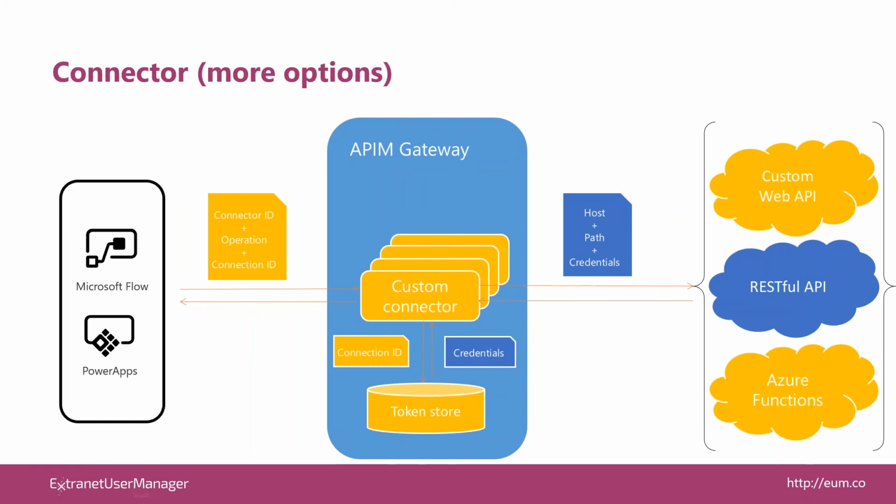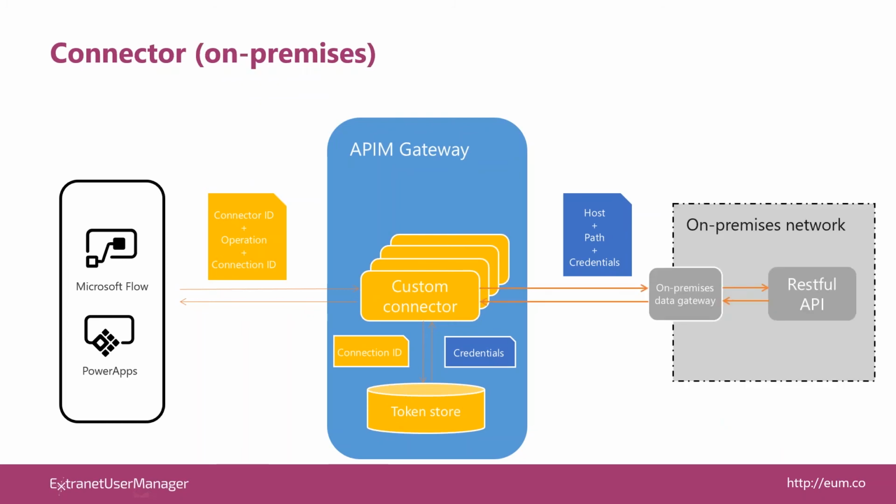So there's some more options to that as well. You may have a custom web API. You may have Azure Functions, Azure Automation, different examples of things that you can build on the right-hand side. You can connect those up with that same custom connector environment. As I mentioned, you can also go to on-premises. So on the right there, we see the on-premises data gateway. That becomes the broker between the RESTful API and the API gateway that's out in the Microsoft cloud.